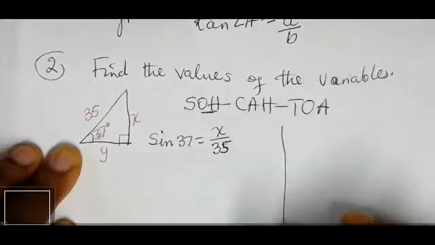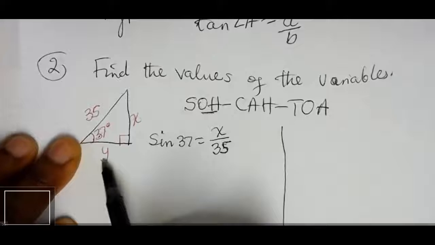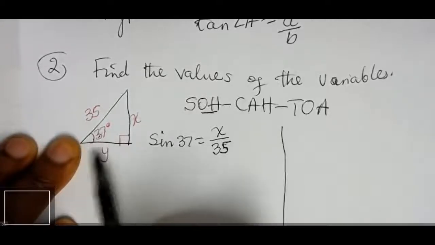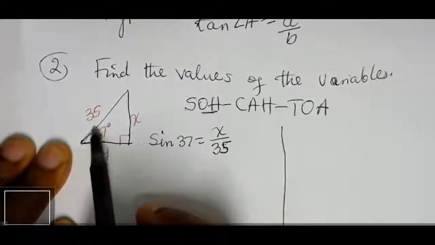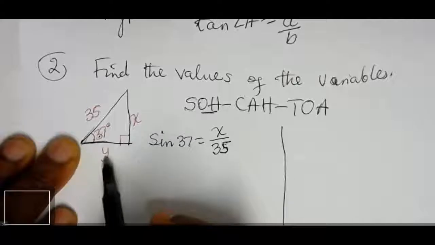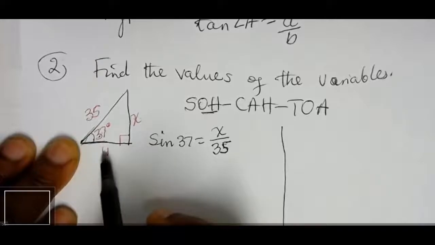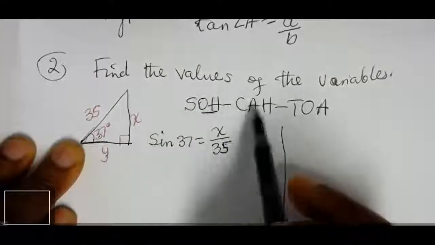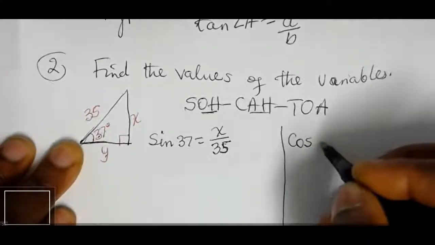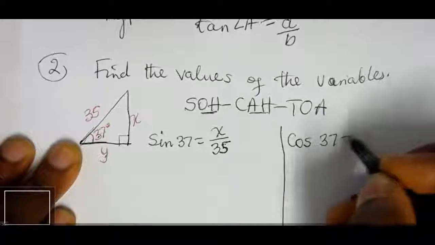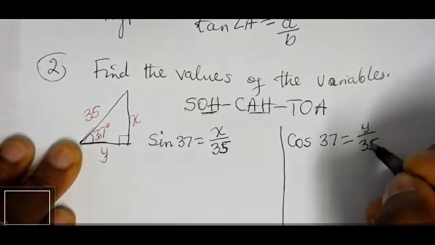Okay, and we can set that up and come back and solve it. Which one is connecting to y? Y is adjacent to angle 37 because it's part of the side that makes up the angle. Adjacent over hypotenuse. Adjacent and hypotenuse are connected by cosine. So we need to use cosine, not sine this time. Cosine of angle 37 is equal to adjacent, which is y, over the hypotenuse, which is 35.